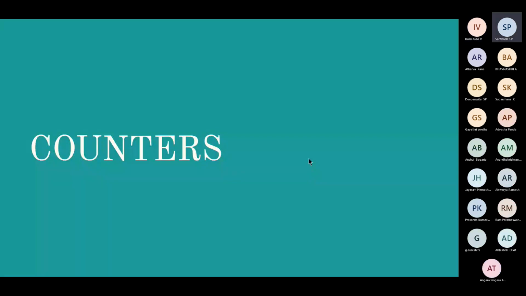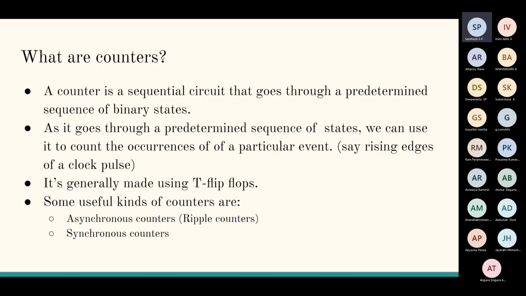Yeah. Now we'll start with counters. We'll discuss what counters do, and then we'll move on to Logisim. We'll build different types of counters. What are counters? A counter is a sequential circuit that goes through a predetermined sequence of binary states. So a counter is just a sequential circuit. It goes through some determined binary states again and again.